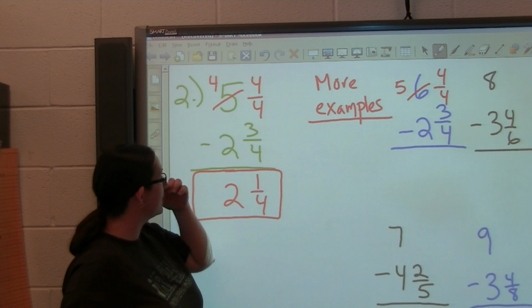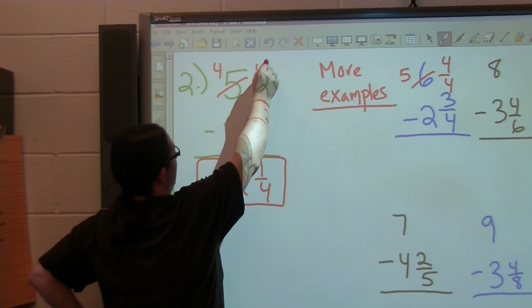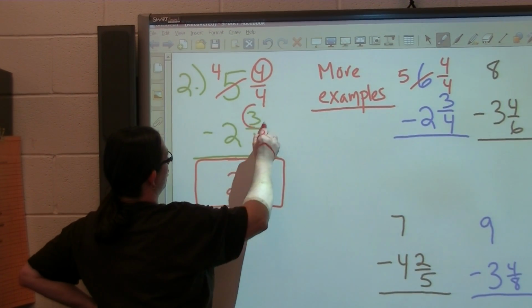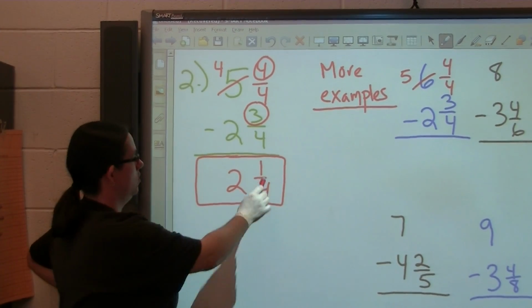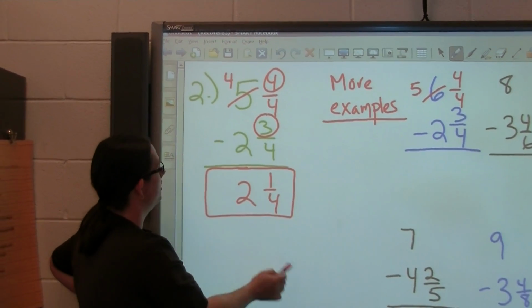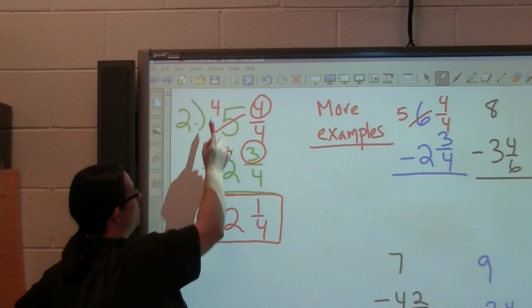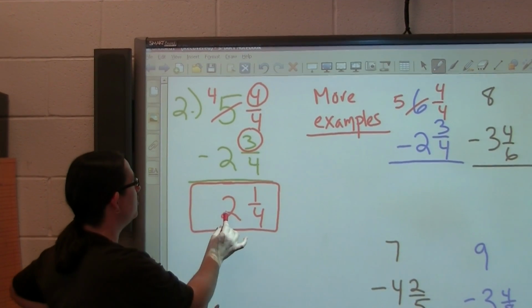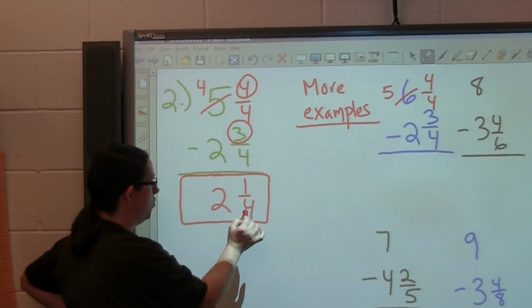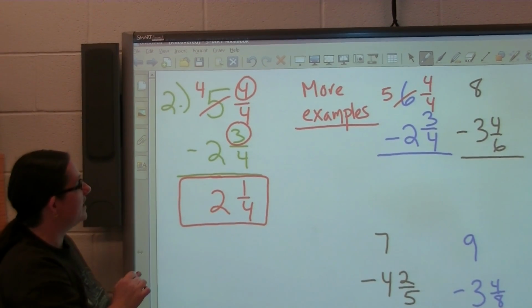Now I can go to my second step and subtract the numerators. So what's 4 take away 3? 1. Denominator is 4. Now we can subtract our whole numbers. 4 take away 2 is what? 2. So we have 2 1/4. Okay, get that copied down.